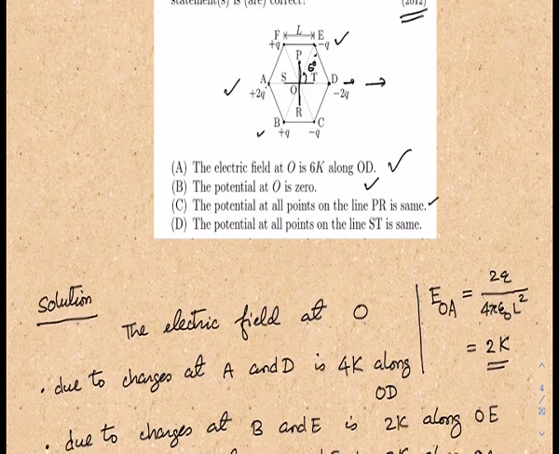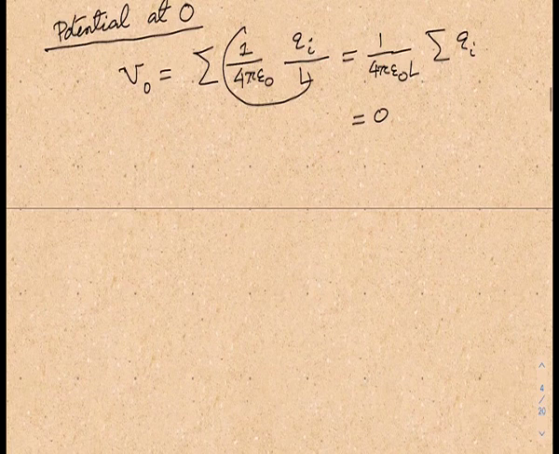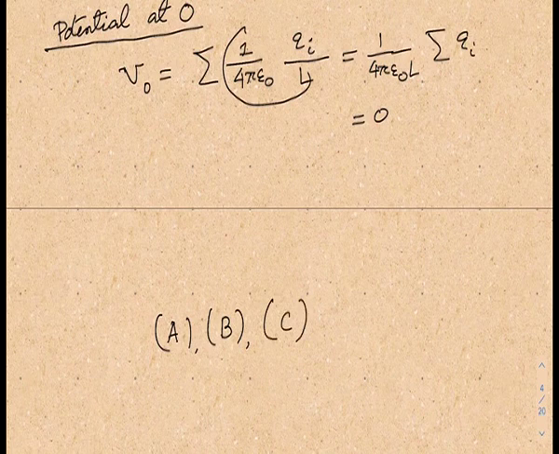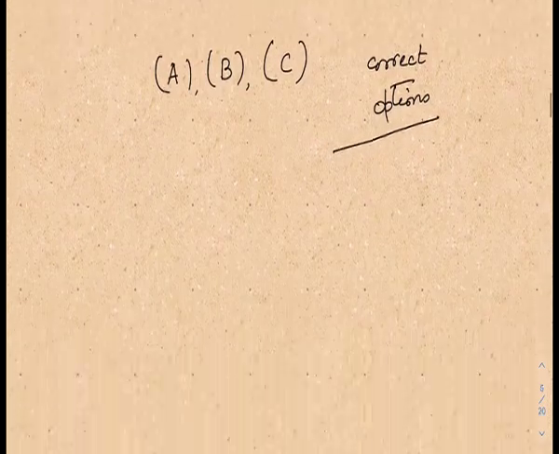Now what about the line, this one, fourth option, ST. Now ST is along the axial line of the dipoles, so therefore obviously the potential at each point cannot be same, so this option is ruled out. So you are left with A, B and C as the correct options. So they are the correct options in this particular problem.